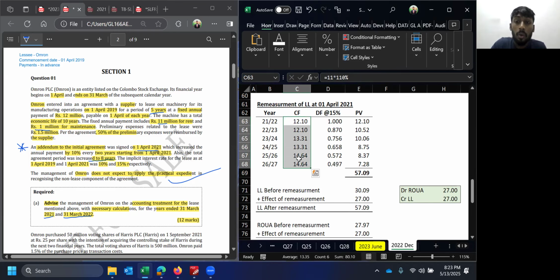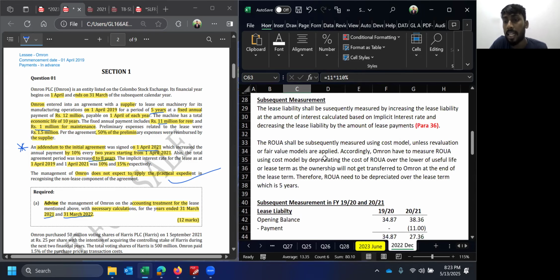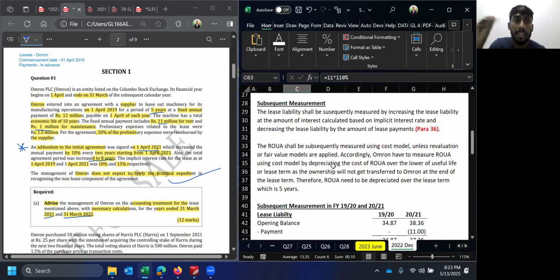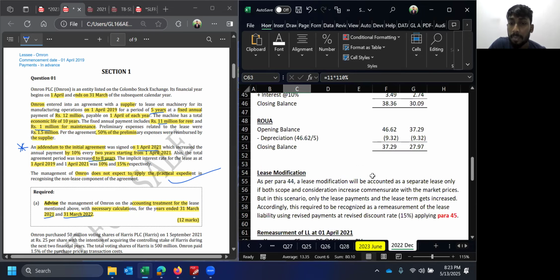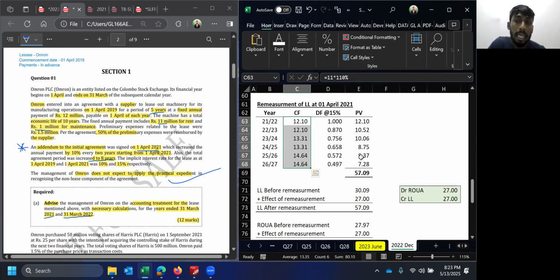But anyway, the accounting treatment should be charged into P&L. We have nothing to worry about with that. The examiner's requirement is speaking on the lease liability. So we initially said the non-lease component will be charged to P&L. That's fine. That's enough.